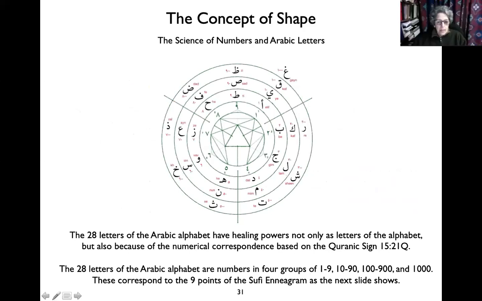So we've seen this before in the concept of shape, in the science of numbers and Arabic letters. The 28 letters of the Arabic alphabet have healing powers, not only as letters of the alphabet, but also because of their numerical correspondence, based on the Quranic sign that we just saw, that everything God sends down, its number is known. The 28 letters of the Arabic alphabet.